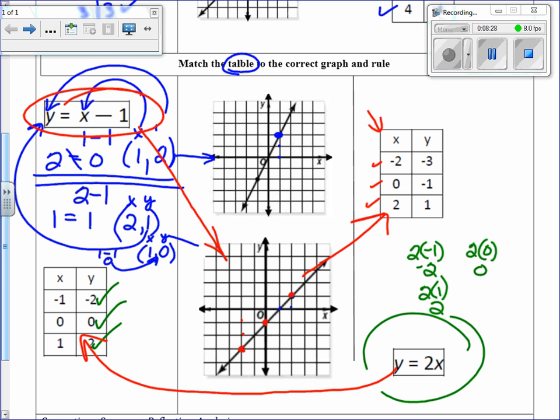Now let's go ahead and check our points. Back 1, down 2. Sure enough, that point works. (0, 0), yes. Over 1, up 2, over 1, up 2. That works as well. I cannot emphasize enough why it's important for you to know how to graph points. This goes to this one right here.